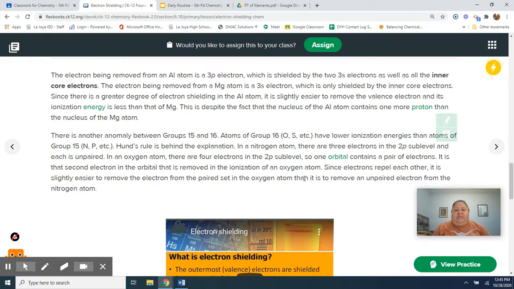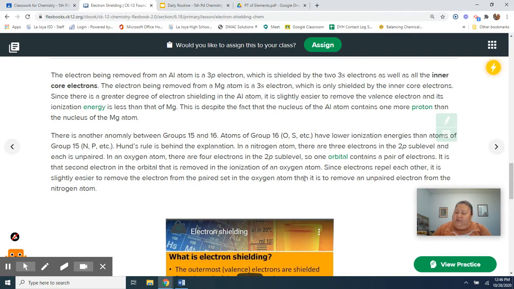Atoms of group 16 have lower ionization energies than atoms of group 15. Hund's rule is behind the explanation. In a nitrogen atom, there are 3 electrons in the 2p sublevel. So let's talk in terms of nitrogen and oxygen. Sorry, I was already writing. So we got nitrogen, group 15. We got oxygen, group 16. And check this out.